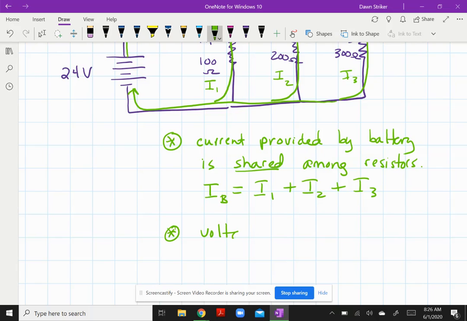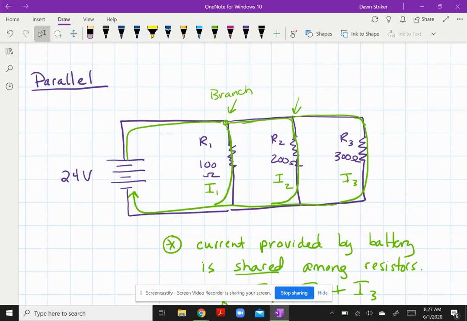The voltage that's put out by the battery, or provided, is given to each resistor. Each resistor in this parallel circuit is getting the full 24 volts. If I look at both sides of this R1 resistor, let me go back to purple. If I look at both sides of this R1 resistor, there's my R1. There's a direct connection to the battery. There's nothing in the way. There's a direct connection to the battery.